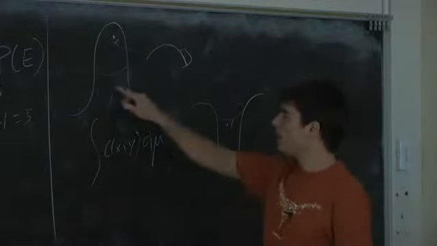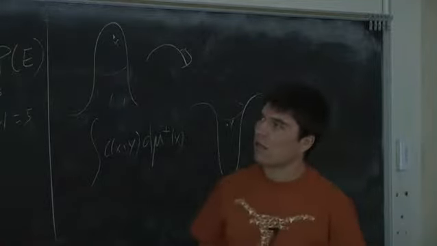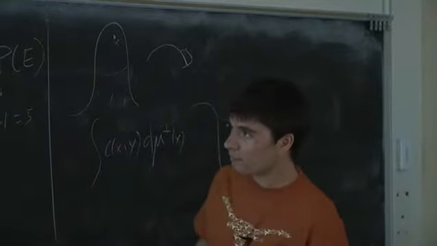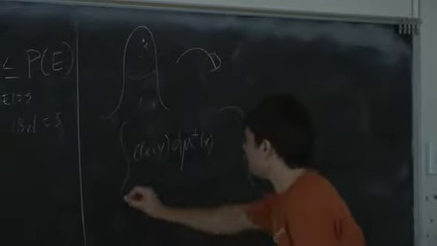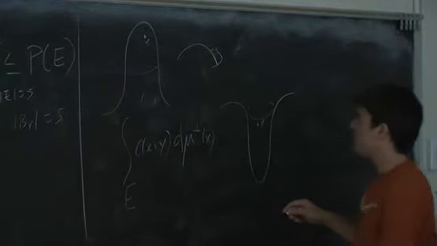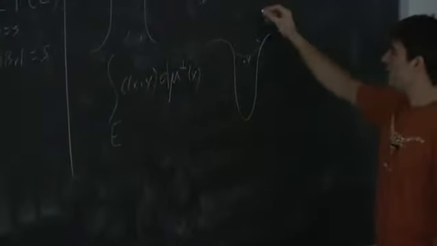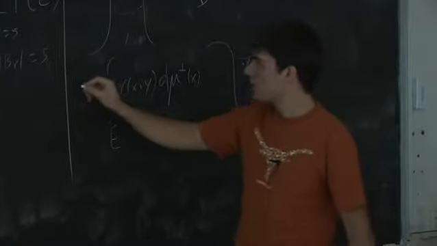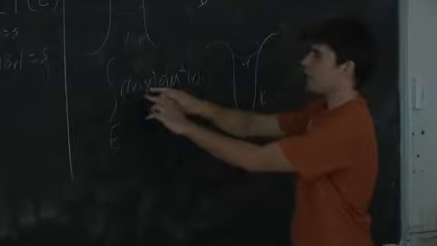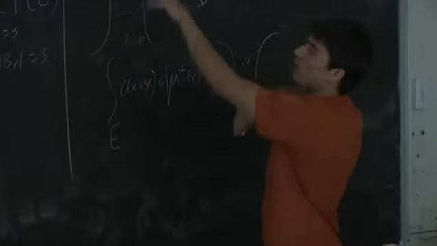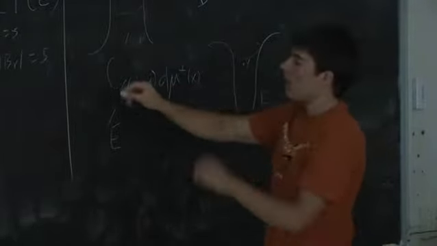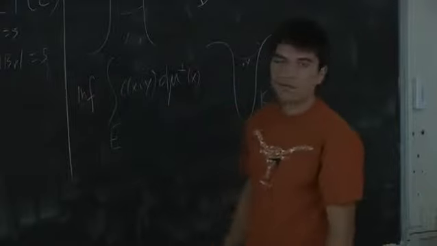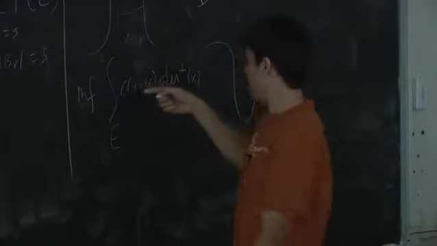And let's say the sand is E. So we'll denote the sand as E. And then the hole is K. Okay, so this is the cost of moving little x to little y, summed up over all possible x's. And you want to minimize this. So you want to take an infimum over all.